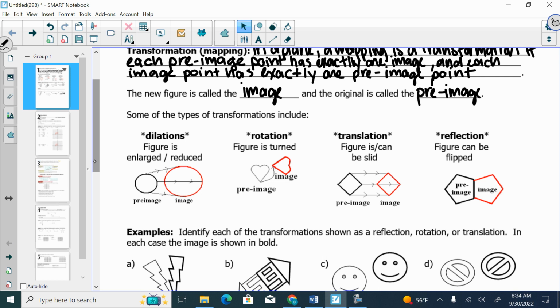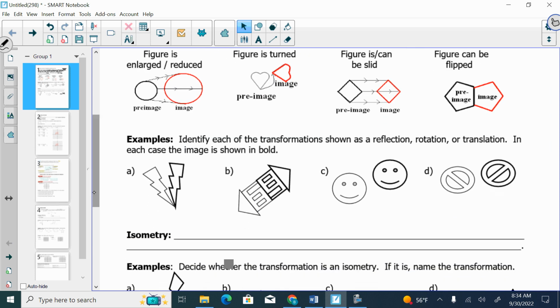All right, so right below here, there are a bunch of different drawings, A, B, C, and D. They want you to look at those drawings and determine if you think that those drawings show reflection, rotation, or translation. Okay, so I'm going to give you a second. I want you to look at A, B, C, and D. Below each picture, I just want you to write what you think that is showing. Okay, so I'll give you just a second to do that.